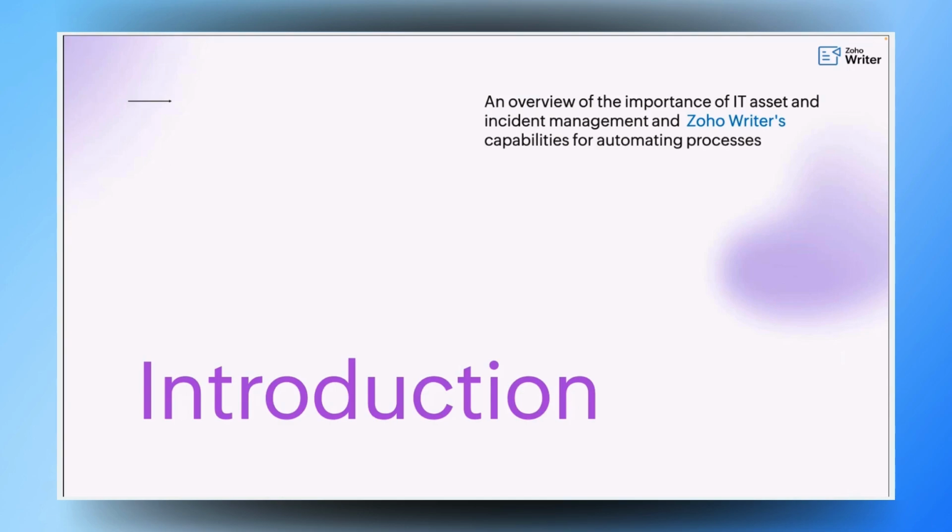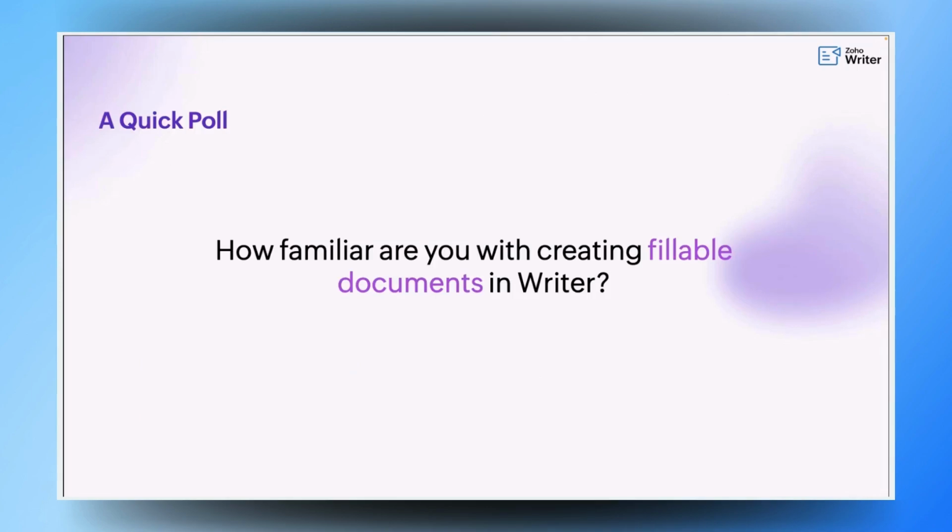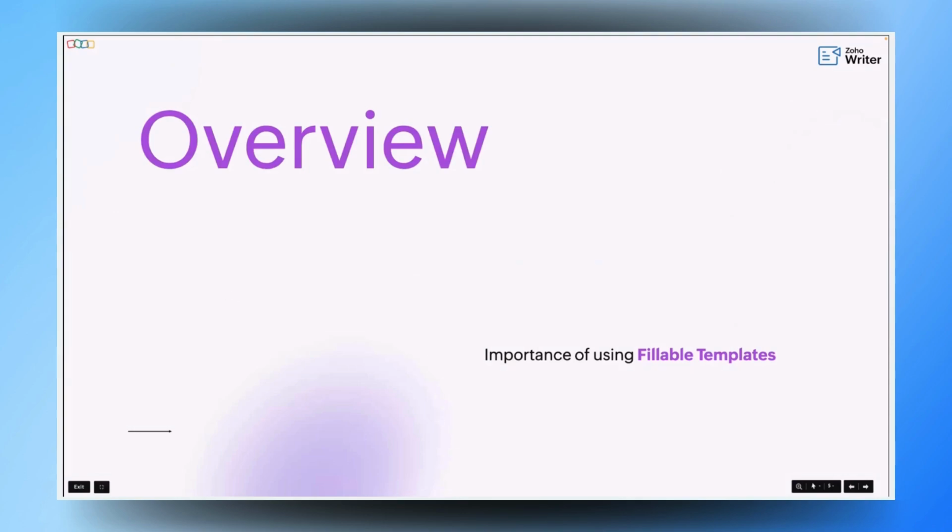Now let me introduce Zoho Writer and explain how it supports automation. With Writer's fillable templates feature, we can create dynamic forms to capture data consistently and speed up the approval process. Once we build these templates, they can be reused and even sent for signatures, creating a seamless end-to-end process for asset and incident management. Balaji, could you share some of the benefits of using fillable templates in our Zoho Writer?